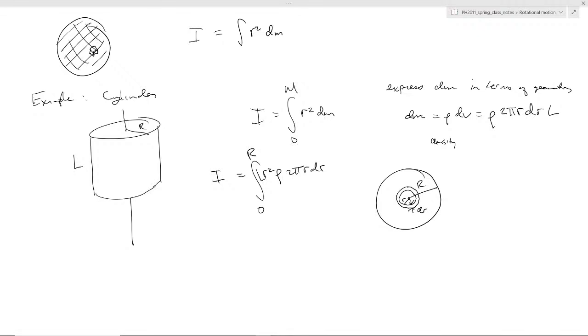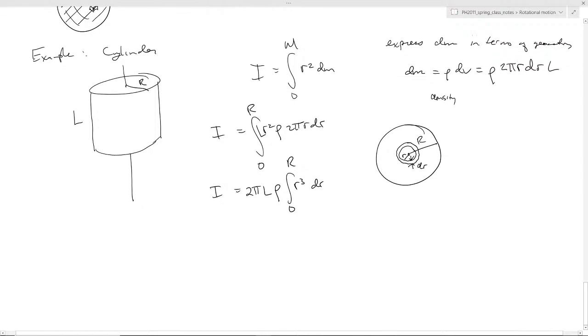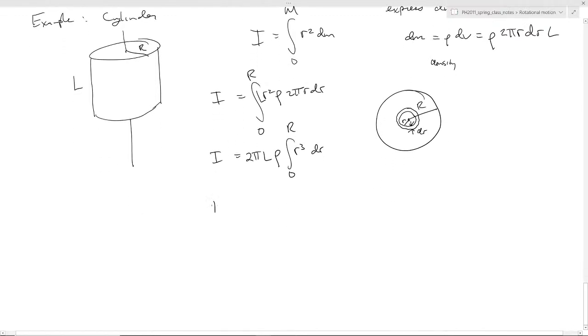Then notice most of this stuff is constant, so let's pull out our factor of 2 pi L rho. And then we have just an integral from 0 to capital R of r squared times r, so r cubed dr. You know the integral of that. What's the integral of r cubed? You guys know this. Yeah, exactly. The integral of r cubed will give you r to the 4th over 4.